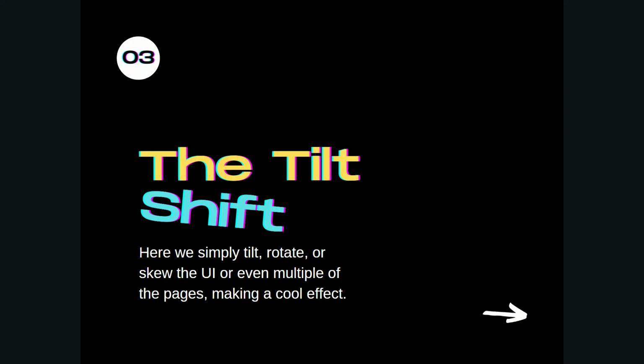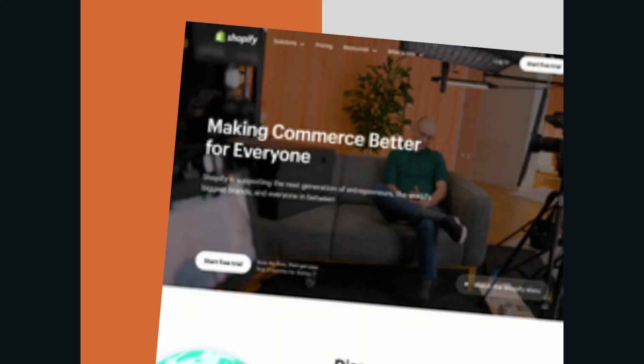So then the third one is the one we know as the tilt shift, just as the name sounds. So here we simply tilt, rotate, or skew the UI to make a cool effect. So it's not just one single design, it may be multiple designs. I don't know if you're getting it. So let me just show you an example so you see. So this is it. You see how we tilted this design, giving it some cool effect.